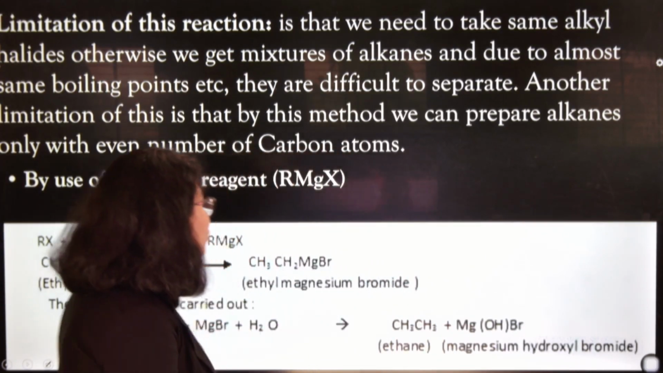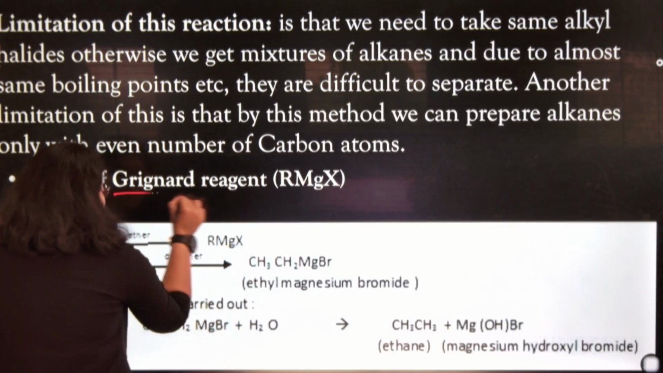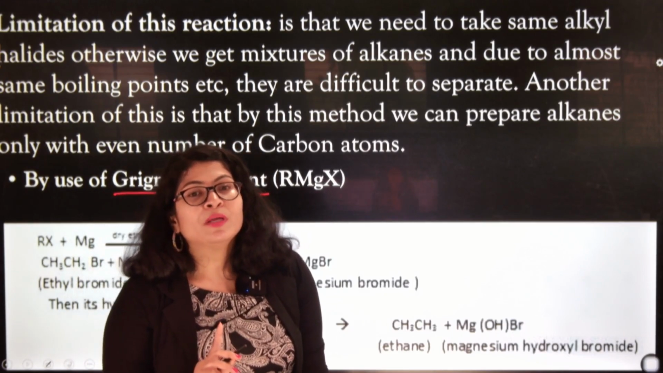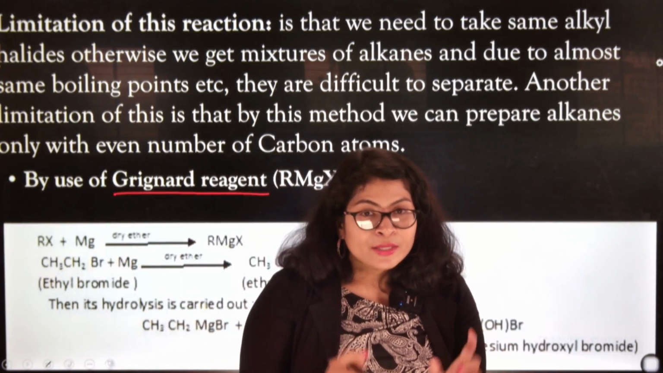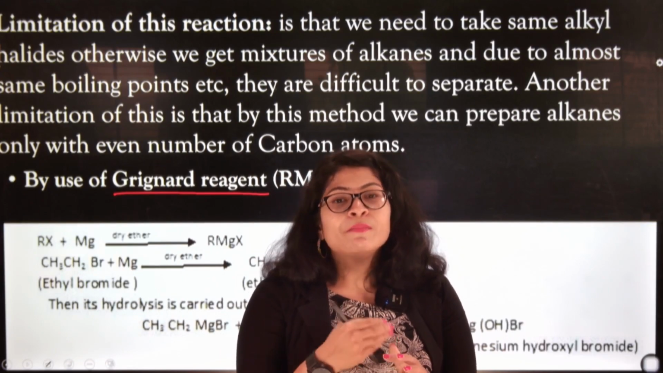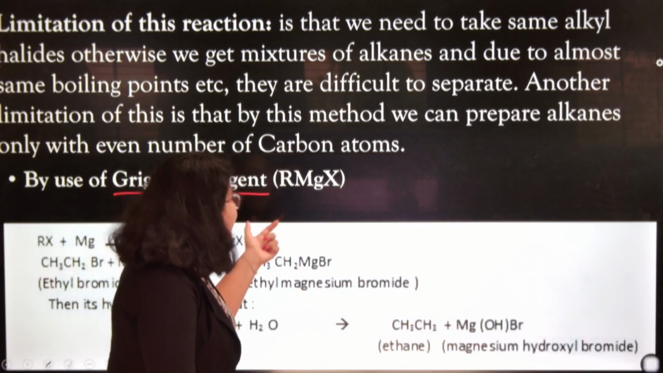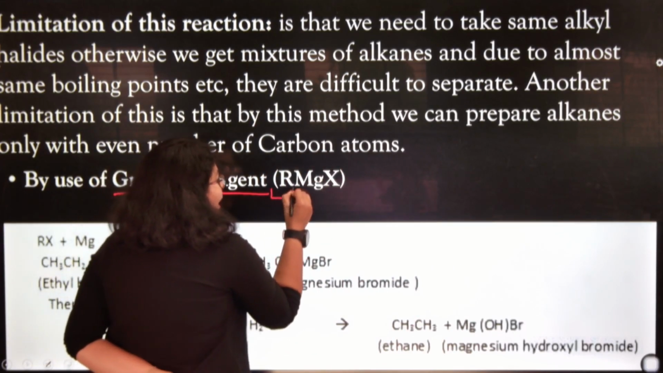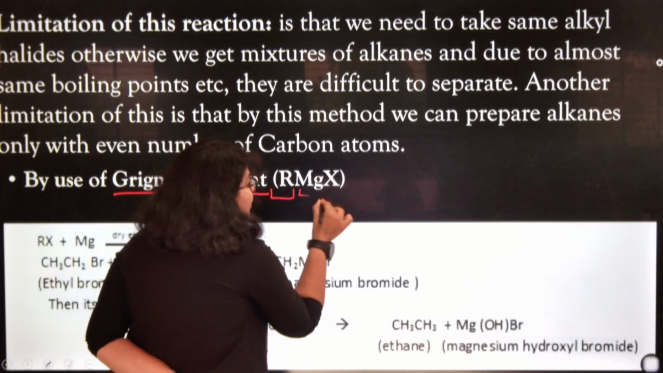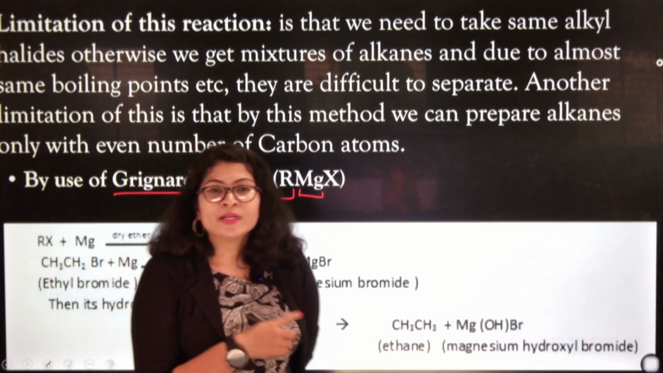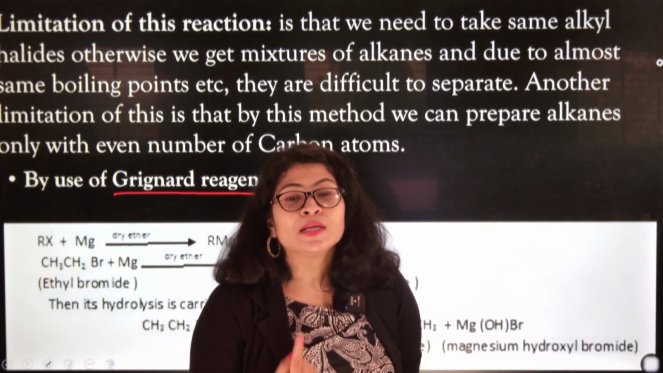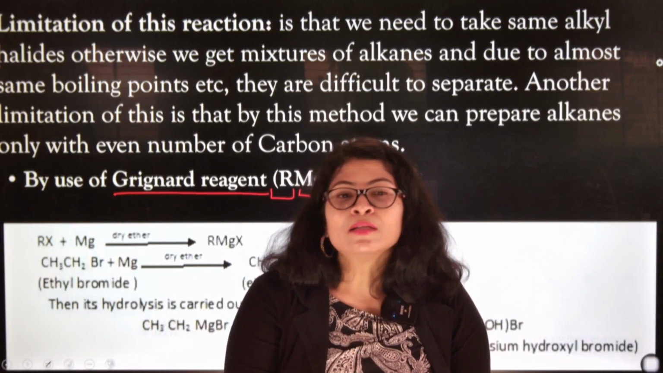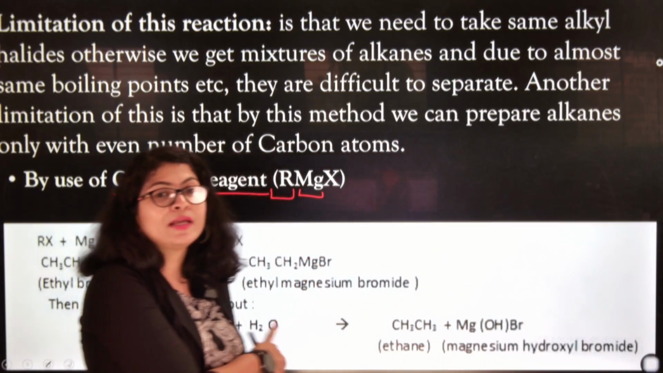The next method is by the use of Grignard reagent. The Grignard reagent is a class of organometallic reagent. What do we mean by organometallic reagent? A reagent which has an organic part as well as a metallic part. As you can see here, its general formula is RMgX. Here, R is the organic part and Mg is the metallic part, so it belongs to the class of organometallic reagents. If the metal is magnesium in particular, then the reagent has a special name, Grignard reagent.